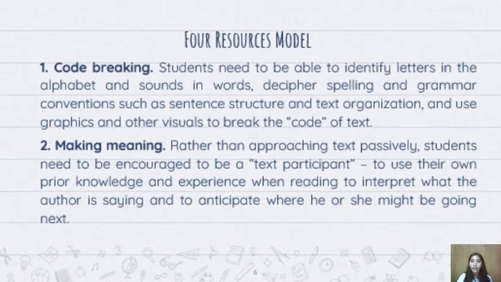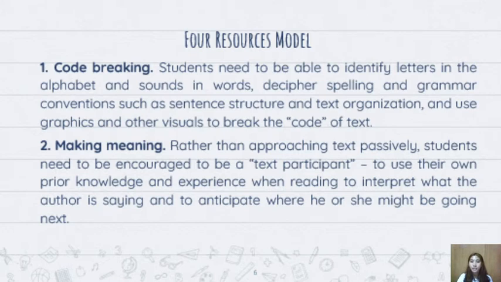There is also the 4 resources model. So this 4 resources model aims to emphasize the importance of the critical literacy concepts that I explained earlier. So the first model is, number 1, code breaking. Students need to be able to identify letters in the alphabet and sounds in words, decipher spelling and grammar conventions such as sentence structure and text organization, and use graphics and other visuals to break the code of text. So, sa code breaking, it is equivalent to basic or functional literacy, meaning we are able to decode and comprehend information at the same time. Kaya nating intindihan yung message na nakasulat sa text.